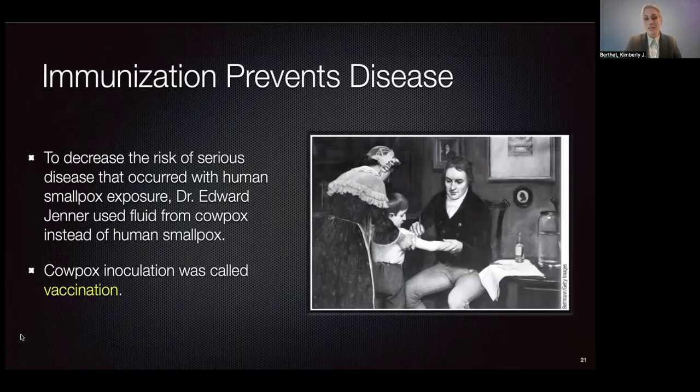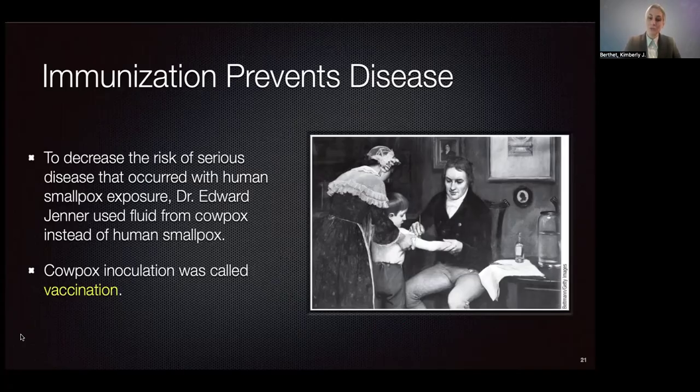Further work on immunization was done by Dr. Edward Jenner, in which he didn't actually use the postulates of smallpox. What he found out is that he could use postulates of something called cowpox. And this is actually a quite interesting story, the background of how cowpox and smallpox are related. So smallpox are in humans, cowpox are in cows.